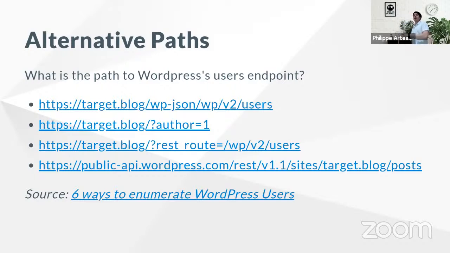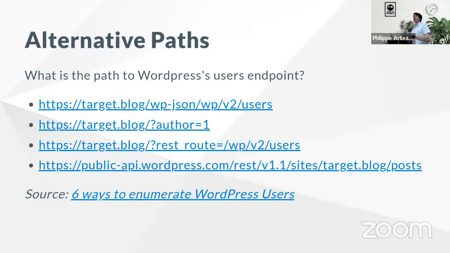You can request the author page. You can call the same v2 users endpoint using the rest_route parameter. This is because wp-json is just URL rewriting to the index page with the rest_route parameter passed. So in the end, it's the same endpoint being accessed, but with a different URL.